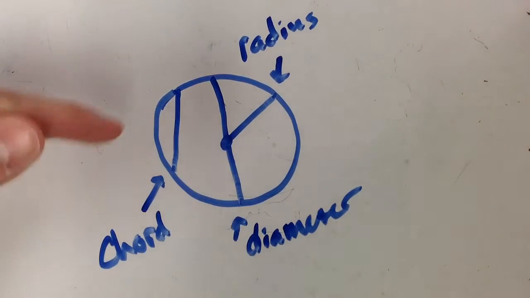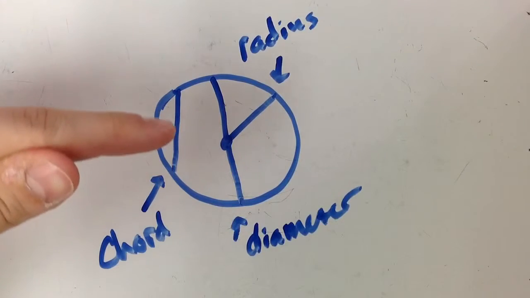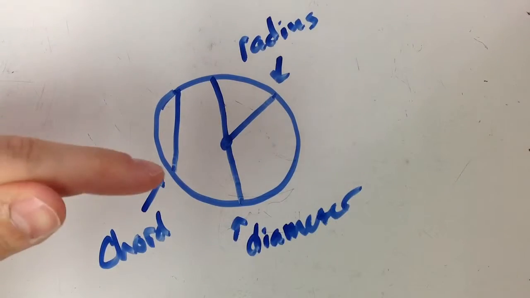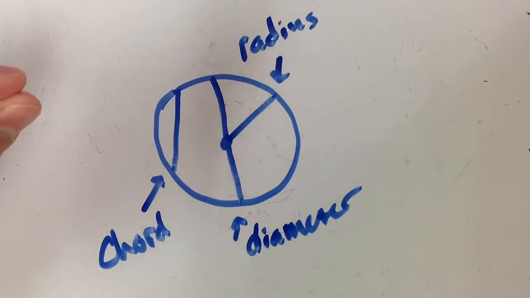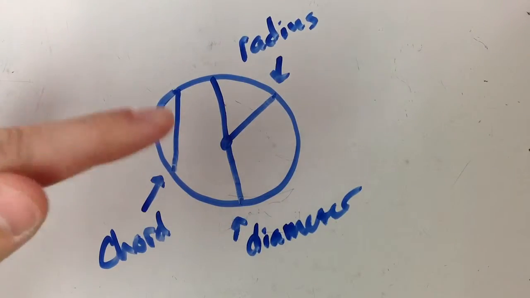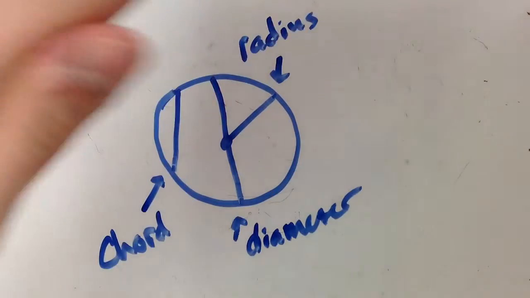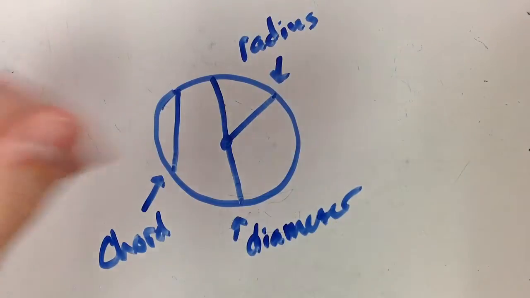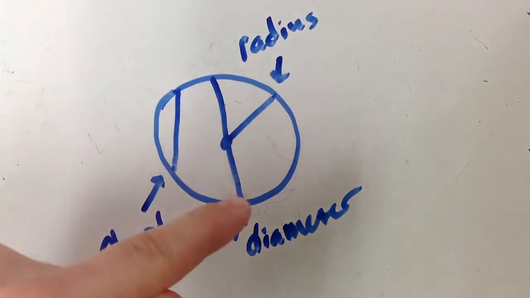So a chord is a line that goes through a circle and it touches both edges of the circle, but it does not have to go through the midpoint. So that's a chord. These two are going to be the ones that we focus on the most. We have a radius and a diameter.